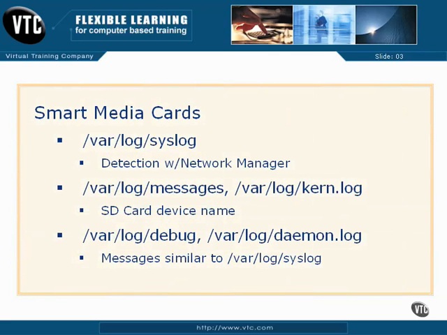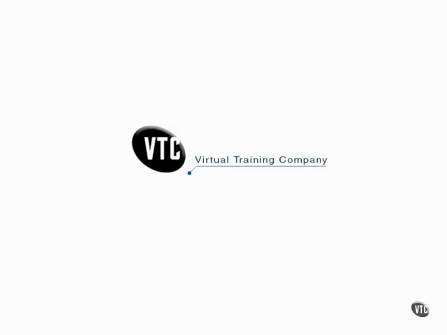Also in the same category are smart media cards, sometimes also known as smart digital cards. When I insert a smart media card, messages are sent to a number of log files. As strange as it may sound, the /var/log/syslog file indicates that the network manager of all things works with the hardware abstraction layer to detect the smart media card. I see the smart digital card device name in /var/log/messages and /var/log/kern.log. I see syslog related messages in the debug and daemon logging files. Well, those are the basics on how USB and related hot plug devices are detected and logged.